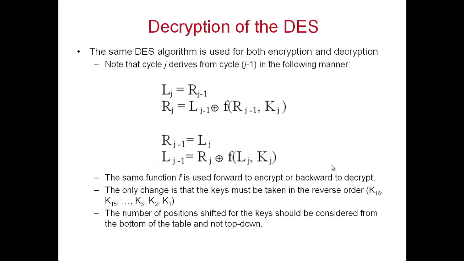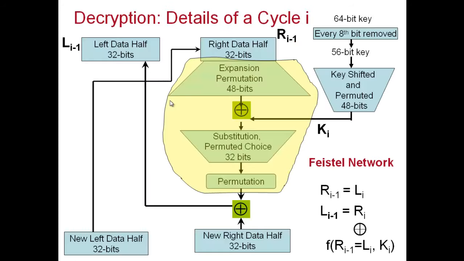Now, the decryption process in DES is very simple, almost the same as encryption. The only difference is that we go backwards, rather than going from cycle 1, 2, 3, 4. We go backward. Okay, now this is what we just saw for encryption. Here I refer to the cycles as j. So Lj is simply Rj minus 1.